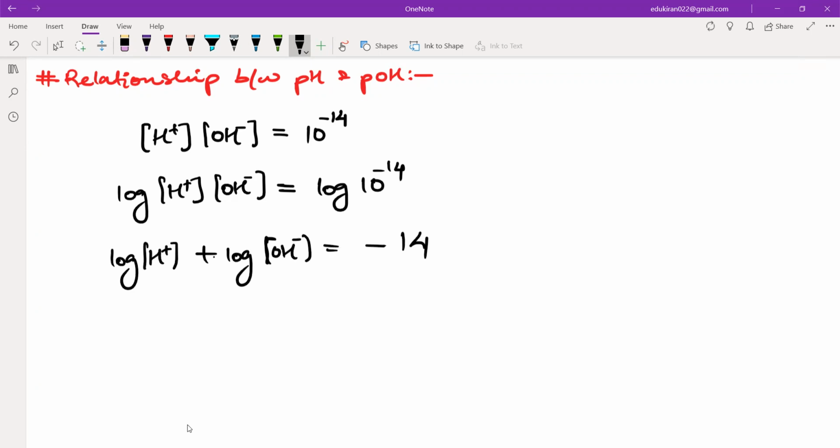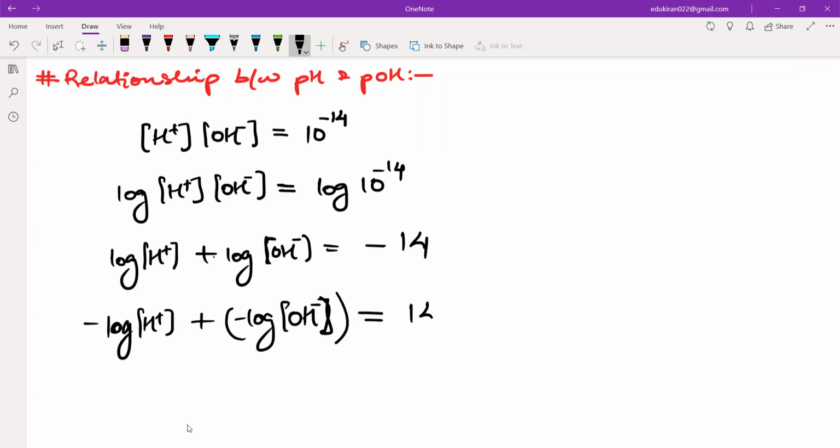If I multiply the whole equation with minus 1, I can write this as minus log of H positive plus minus log of OH negative. This will be equal to 14. So minus log of H positive is pH, minus log of OH negative is pOH. This is equal to 14.